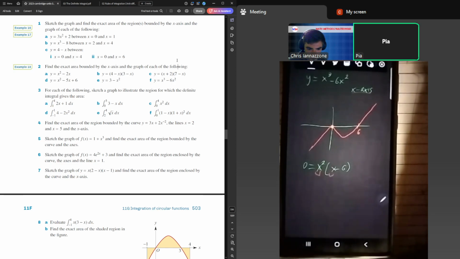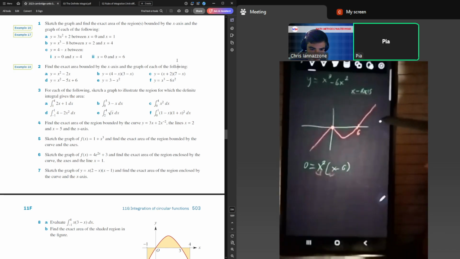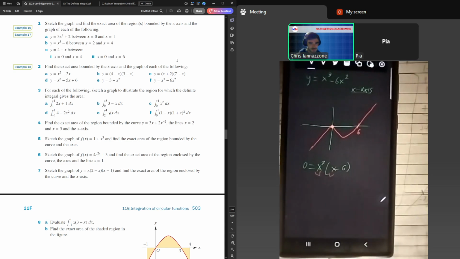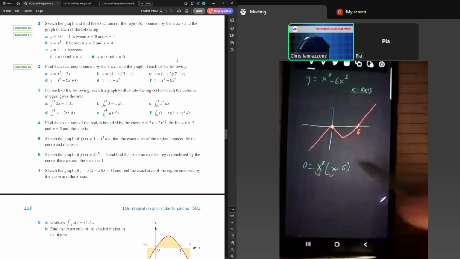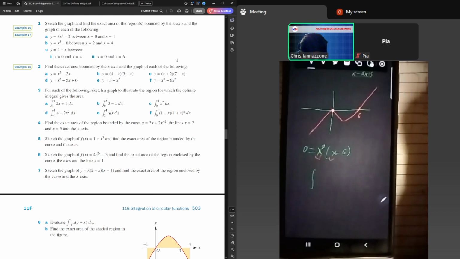So now if we're looking at curve and x-axes, how do we grab that? Wait, sorry, what was the question? If we're trying to do area bound between curve and x-axes, what does that now look like? Would we do an integral 6, 0? Yep. So which one is 6, on top or on bottom?